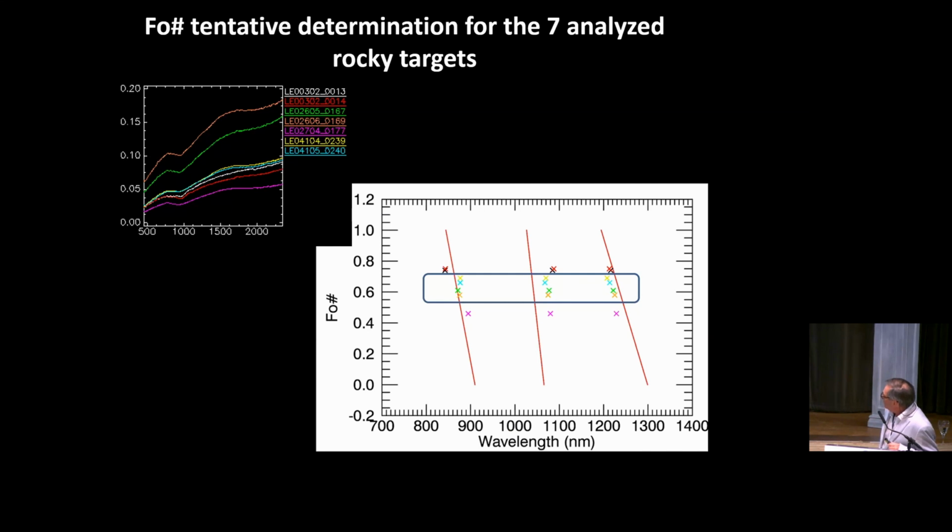So this is also something I could not develop much here, but we are able to characterize the forsterite, Fo, Mg number. And for all the spectra I showed you very quickly, they basically all fall in the range of the blue box you see here. So around this Fo number 0.6, 0.7.